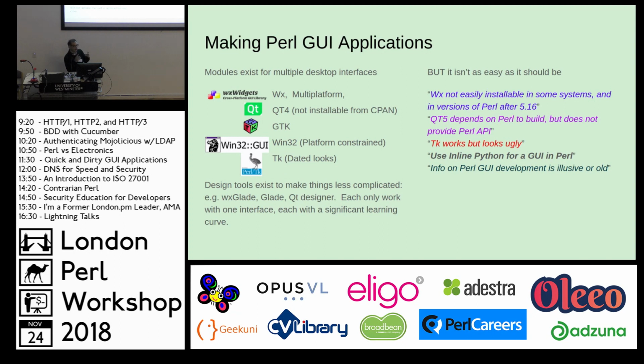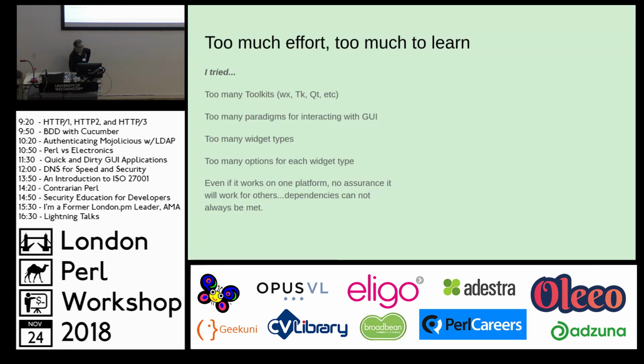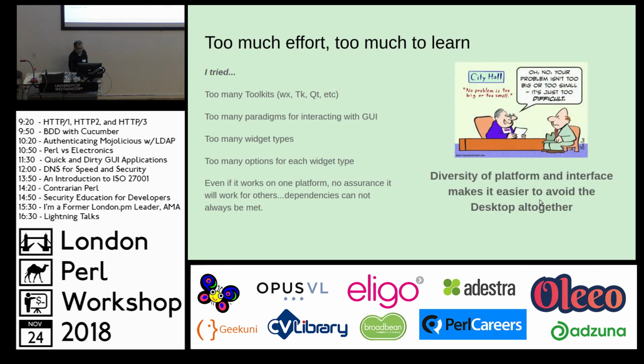And currently, if I look for interface development ideas, it's very hard to find, and often the data is quite old and outdated. So it's too much effort for me. There are too many toolkits, and it is likely the toolkit that I find will work on my system will not work on my colleague's system. There are too many paradigms. Each of those toolkits has a different way of interacting with the back end. And really, it is far too complicated for me. And even if I get it to work on my desktop, I'm not likely to get it to work on somebody else's desktop.